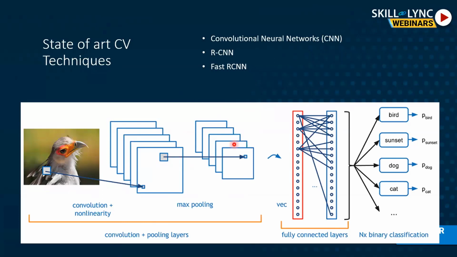But it depends on the image: if it is a high resolution image, then it would be computationally very expensive. So in other algorithms like R-CNN and Fast R-CNN, we are trying to reduce the computation. These are very state of the art and currently being used in very high tech companies.